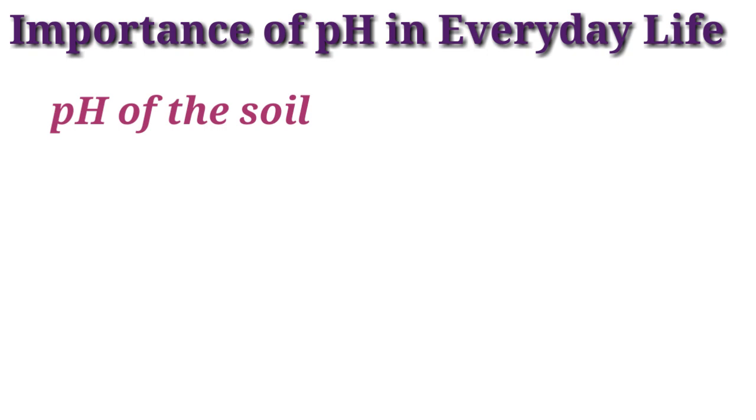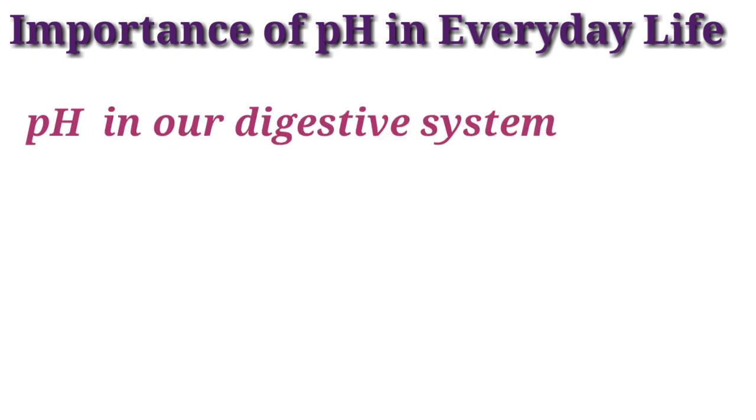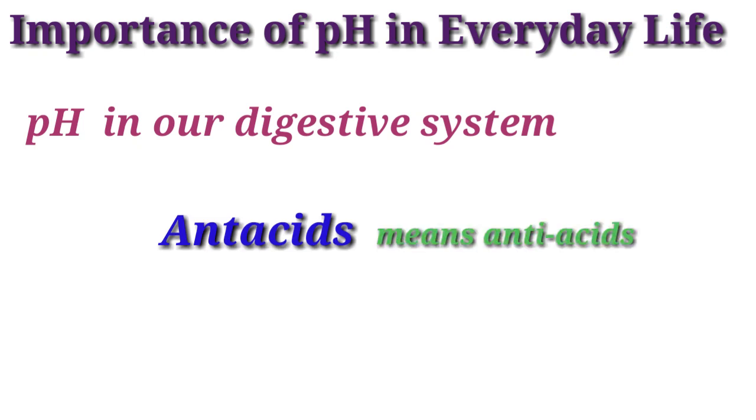Next one, pH in our digestive system. It is very interesting to note that our stomach produces hydrochloric acid. It helps in the digestion of food without harming the stomach. During indigestion, the stomach produces too much acid and this causes pain and irritation. To get rid of this pain, people use bases called antacids, which means anti-acid.